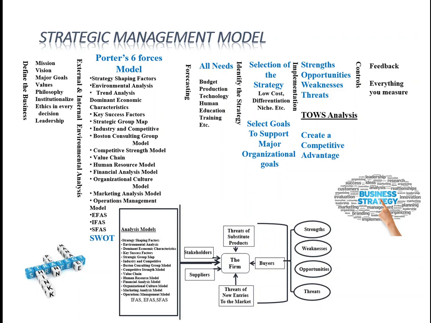If you use Porter's six forces model and look at it down here at the bottom, the model is made up of threats of new substitute products who could take your business away from you, threats of new entrants to the market that could come in, suppliers, buyers, and stakeholders. That's the five surrounding the center, but the center is critical. The center is the firm and the competition, and that's where I think all the different strategic management models come into play. I've got some of them listed over here.